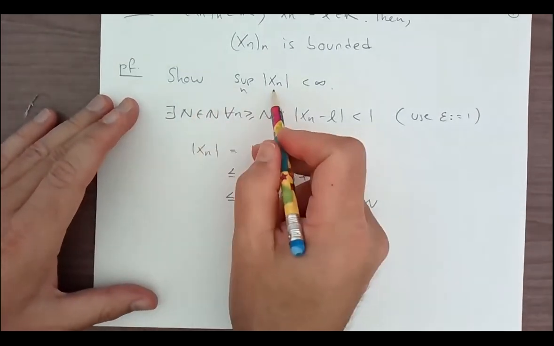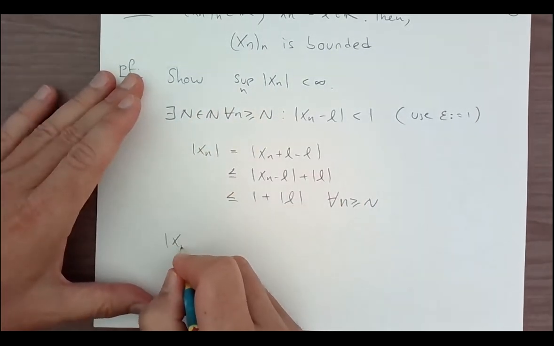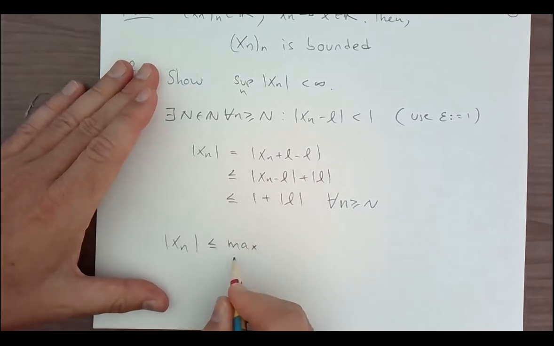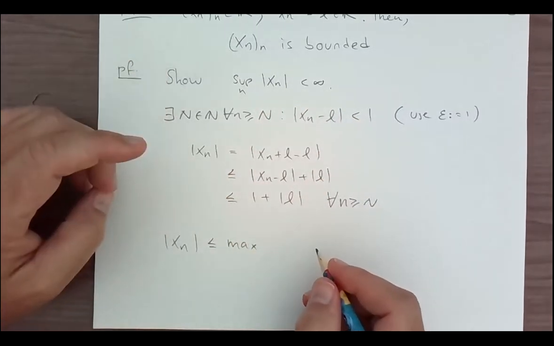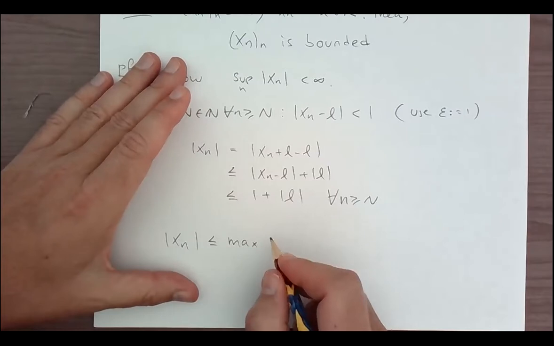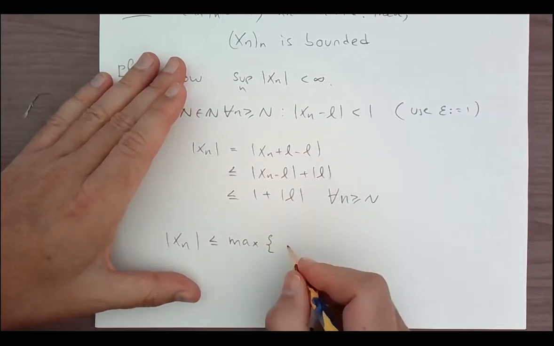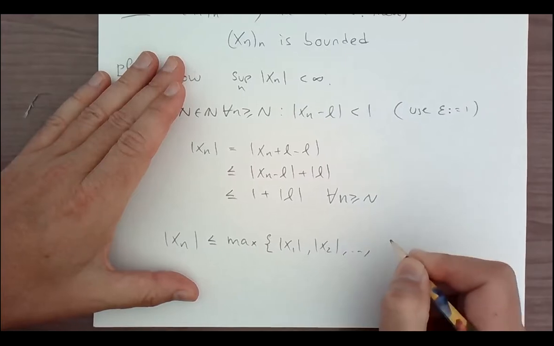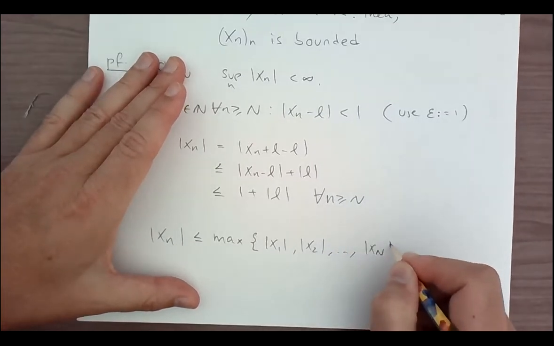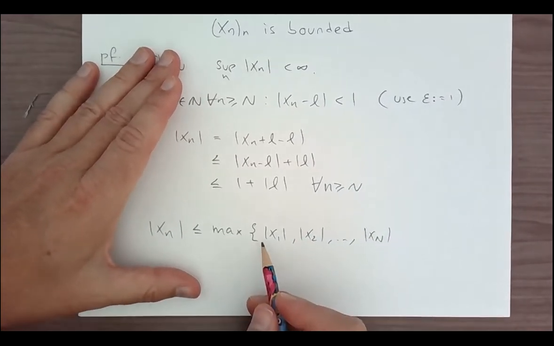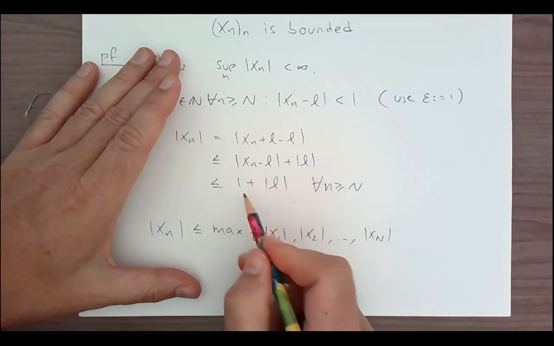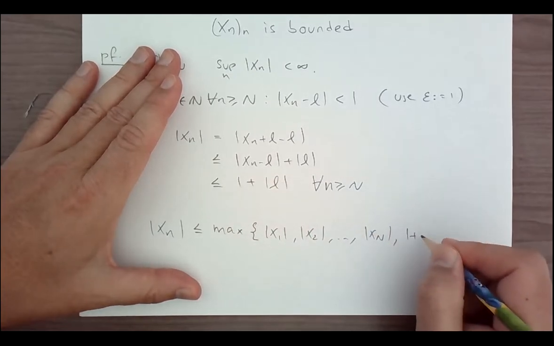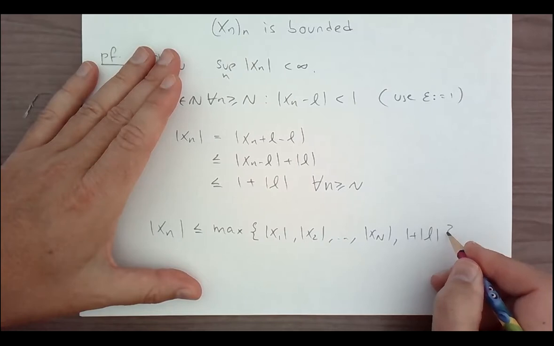And then, how do I get the supremum to be finite? Well, I'll take xn to be less than the maximum. And now I'm going to write max instead of supremum. xn is going to be less than the maximum of the first ones, so this will be x1, x2 up to xN. Right, that takes care of the first elements, and then this part here takes care of the latter ones. So here I'll put 1 plus the absolute value of L.